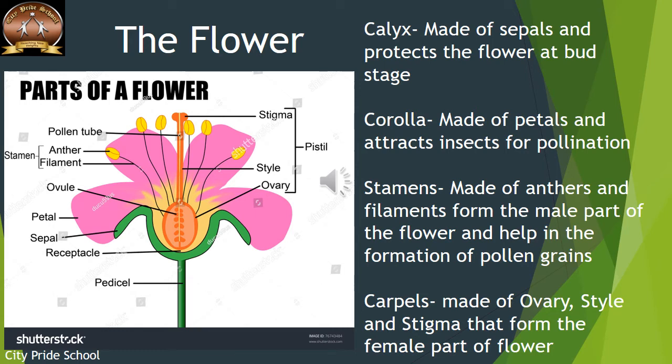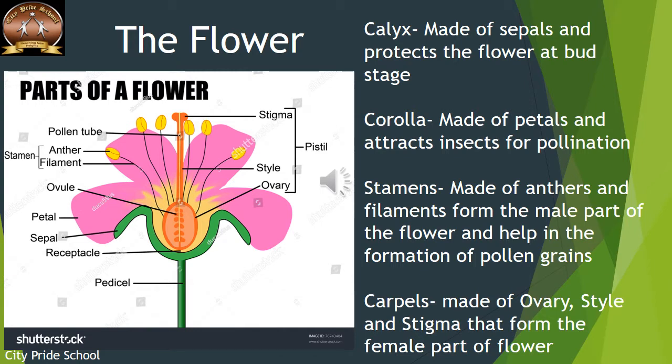Now I hope all of you have brought the flower which I had asked you to bring. Now we are going to discuss flower being the reproductive structure of the plant body. So that means all the structures in the flower are going to help the flower for reproduction, right? Now let us see what are the different parts of the flower.